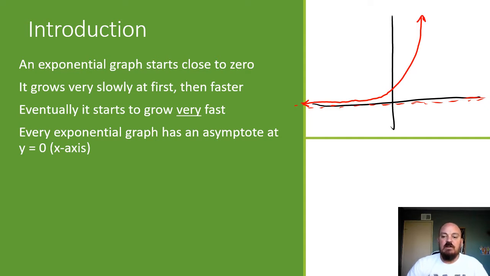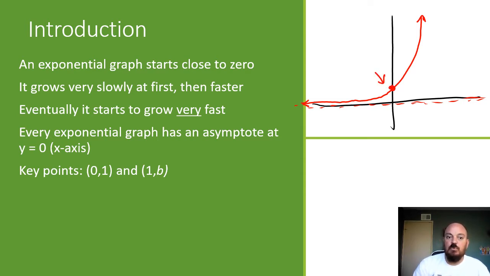Now, as far as our graphs, I'm going to have you focus on 2 points on this graph. The first one is going to be the point (0, 1). And the second one is going to be (1, b), whatever the base is. And that's the difference between each one. That's how 2 to the x is different from 10 to the x.